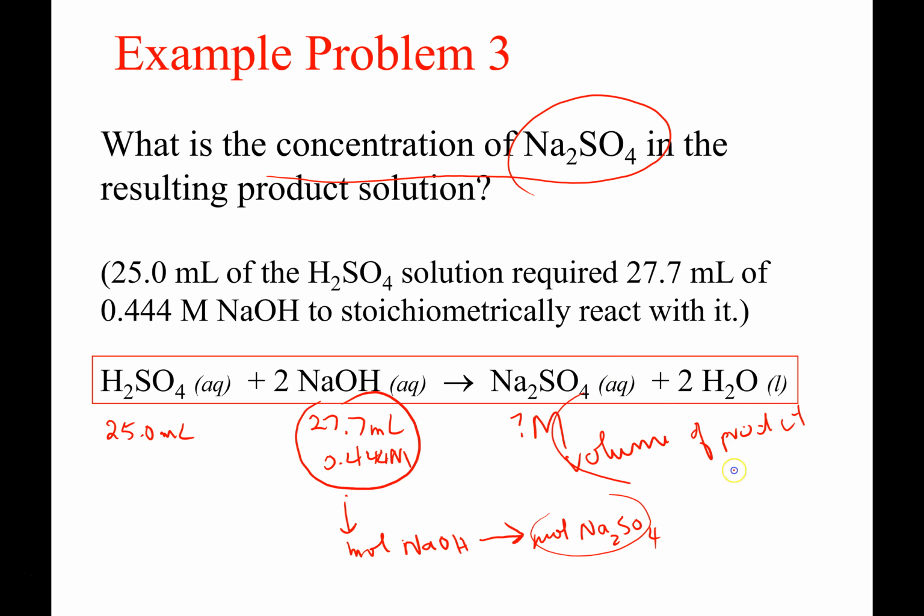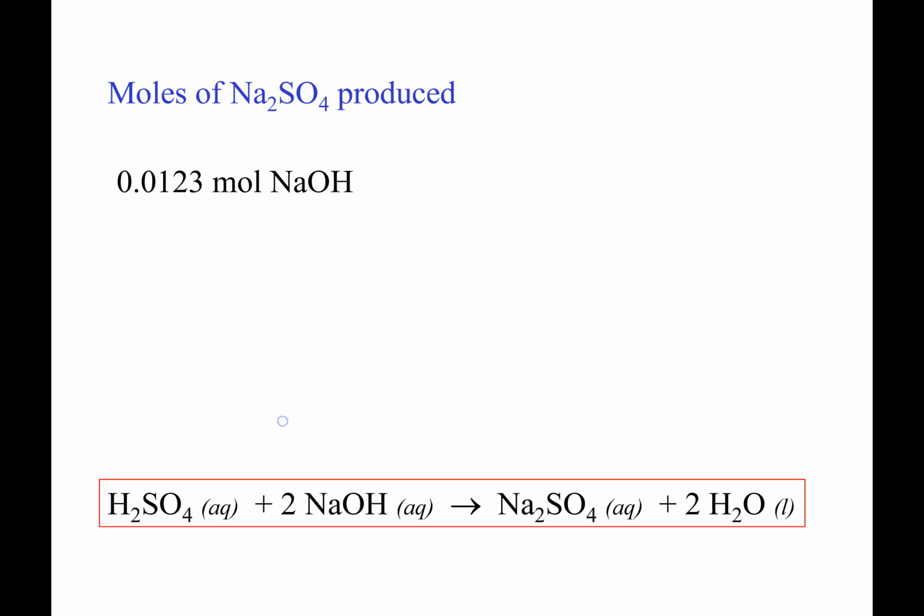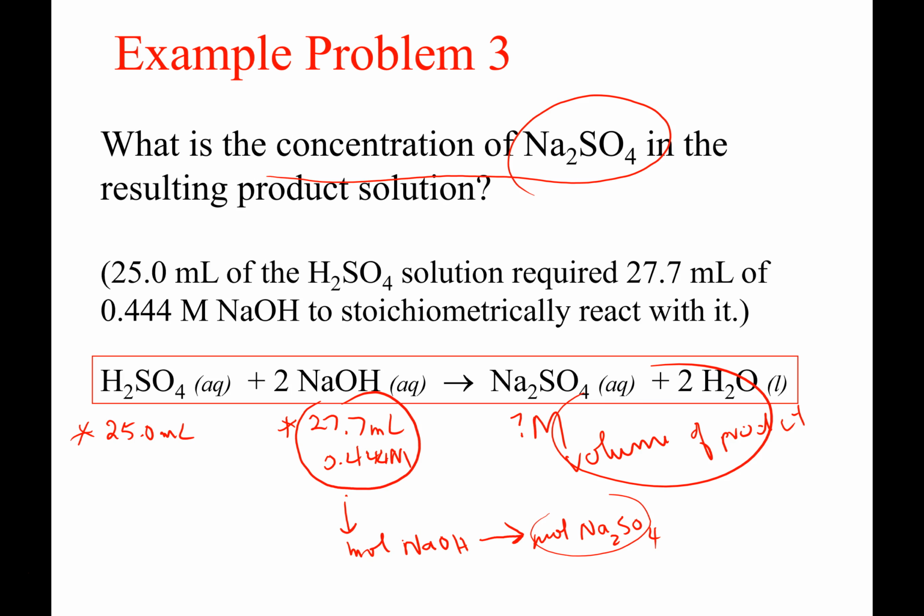The only catch here is the volume of product. The volume on the product side is the volume of your two reactants. So in a minute, we're going to take 25.0 plus 27.7. That's going to be our soup that those moles are running around in. So we're going to take these moles divided by that total volume to get the molarity of your Na2SO4.